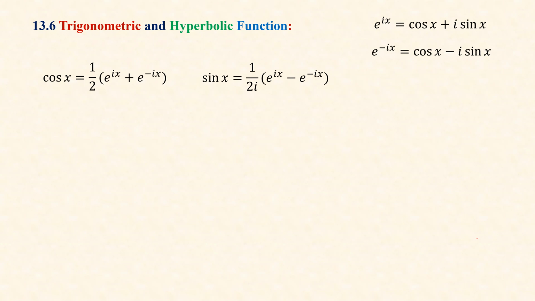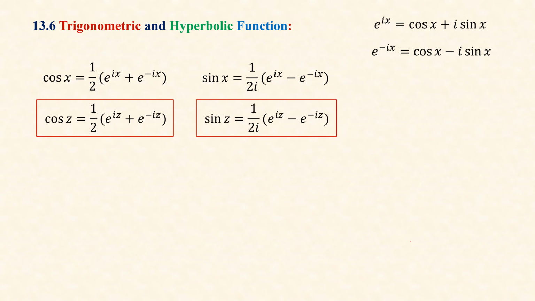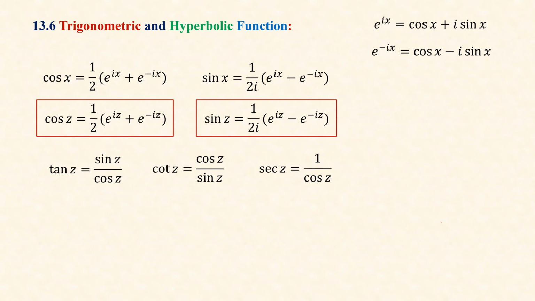But we can define cosine of z and sine of z in a similar way. In general, we say cosine of z is 1/2 of e to the iz plus e to the negative iz. And sine of z is 1/2i times e to the iz minus e to the negative iz. So these are now complex sine and cosine. Okay. And then you can also define tan of z as sine over cosine, cotangent of z as cosine of z over sine of z, which is the inverse of tan, and secant of z as 1/cosine z, and cosecant of z as 1/sine z.